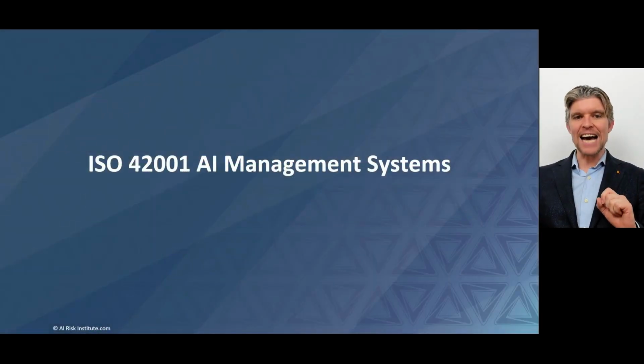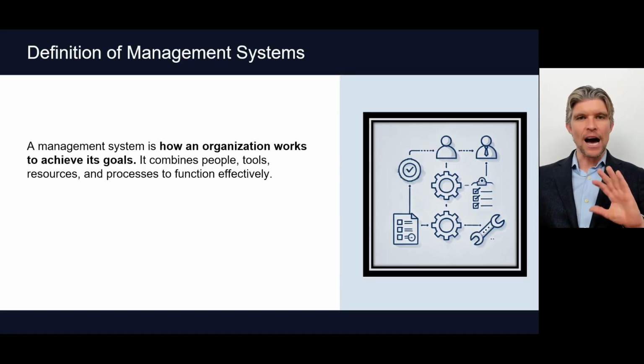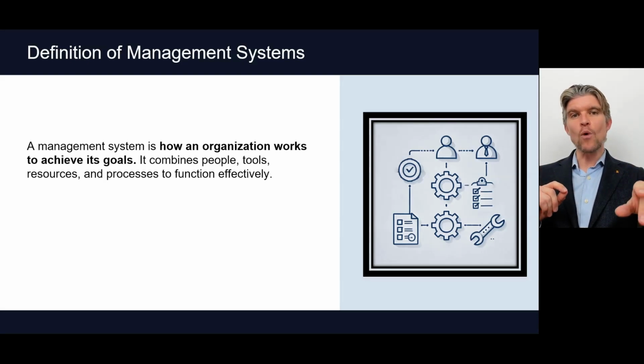I'm going to look at ISO 42001, AI management systems. I need to define what a management system itself is. We have all of these standards, from ISO 9001 quality to 27001 information security. We have them on a lot of different things. I'm going to be focusing on the one on artificial intelligence management systems, which is ISO 42001.